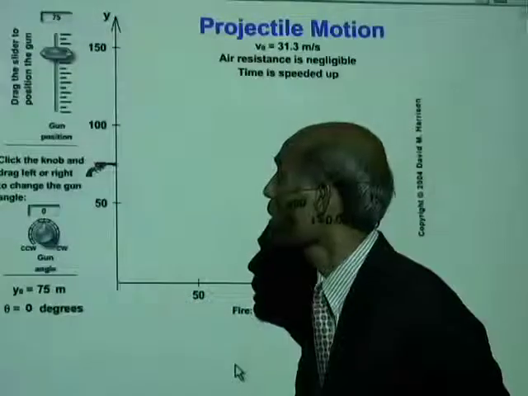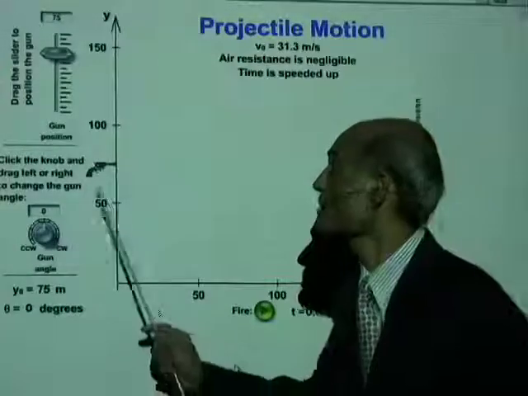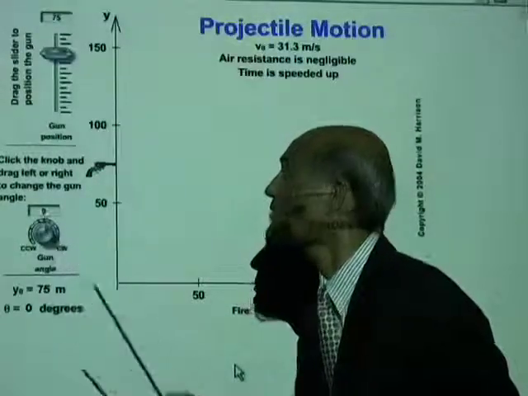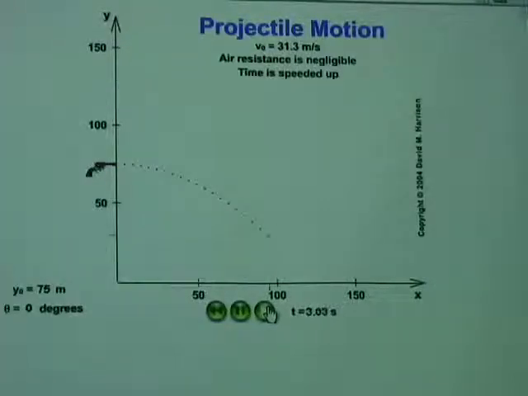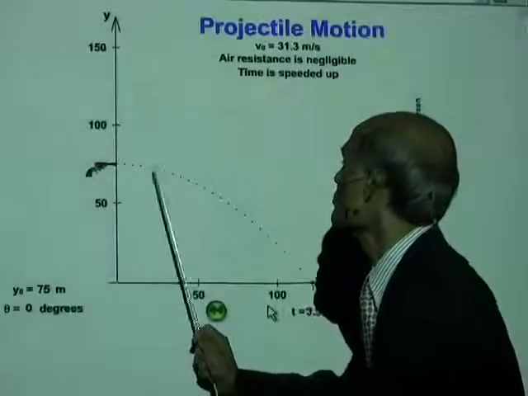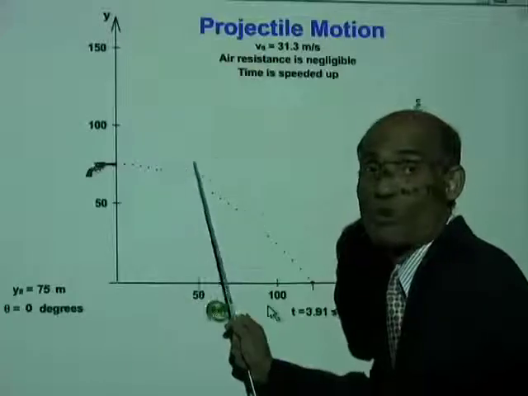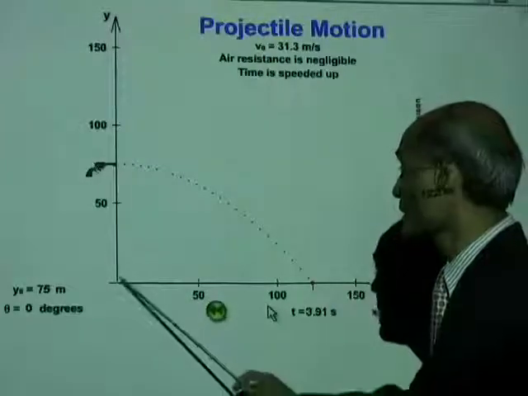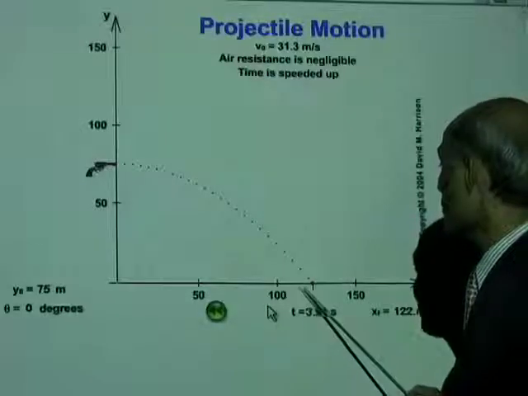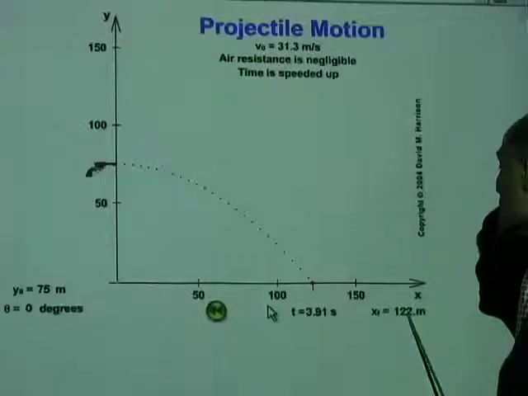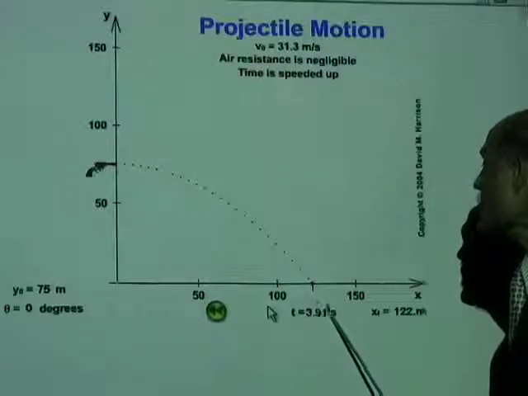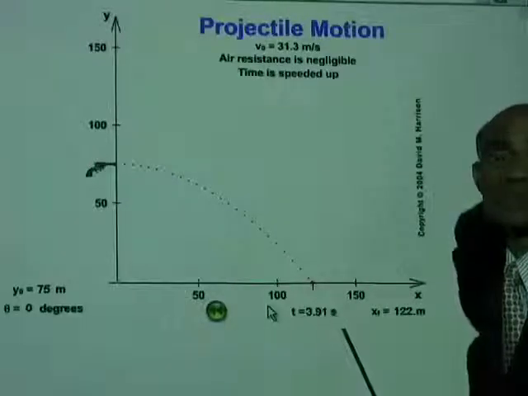Alright, let's first of all look at the case of a horizontal projectile where the angle is 0. Alright, now the angle is 0, let's run it. There you are. Now you can see the projectile was projected horizontally. It moved horizontally as well as vertically, and the horizontal distance traveled is, now what is the distance traveled? It is given here, 122 meter, and the time taken is 3.91 seconds.